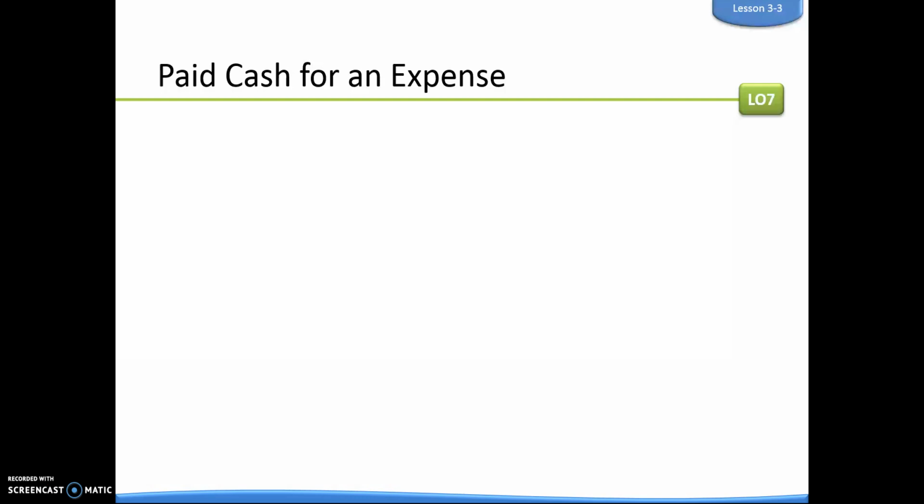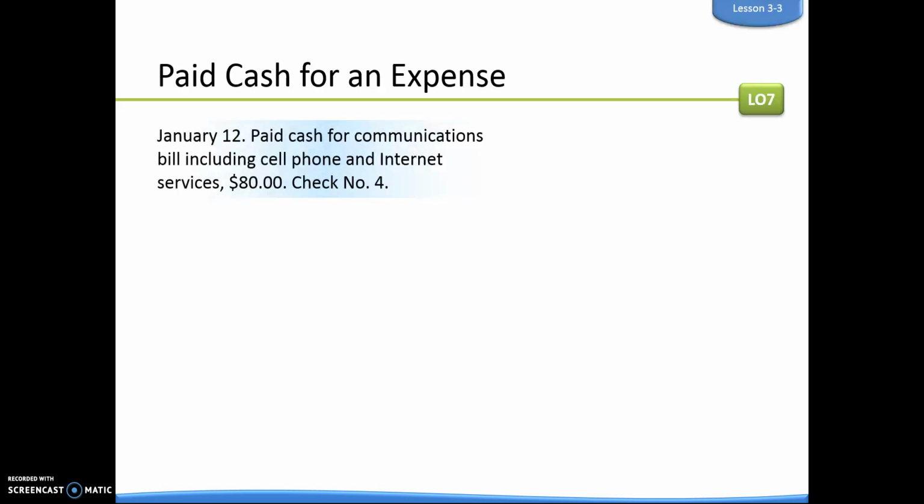Selling services on account, that's owner's equity. Now we're talking about paying cash for an expense. So it says on January 12th, we paid cash for a communications bill that included our cell phone and our internet for $80. It was check number 4.